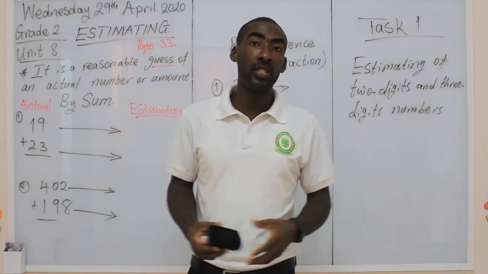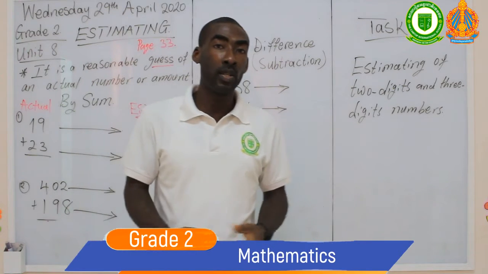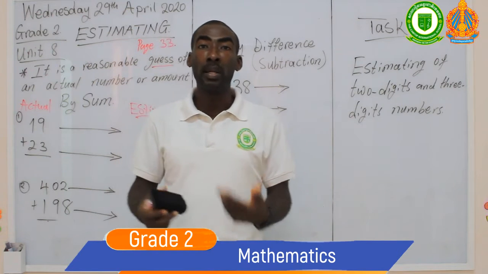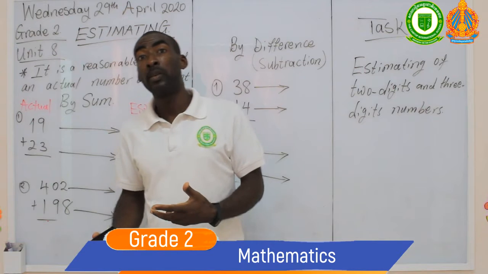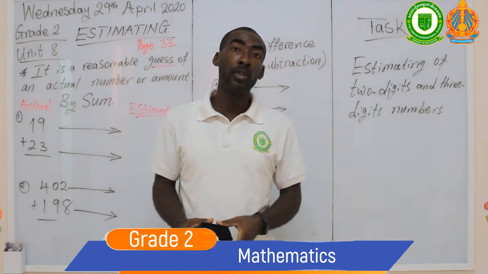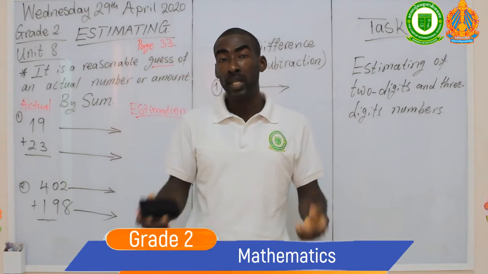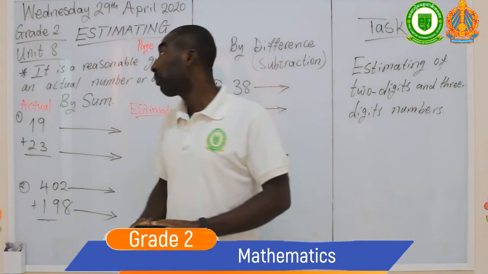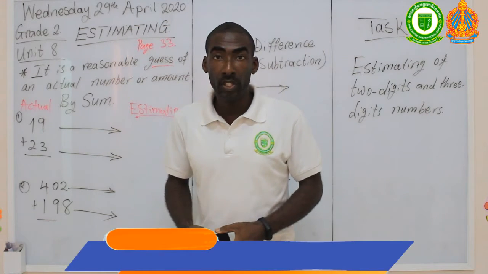What is estimation? Estimation means that you want to make a reasonable guess of an actual figure or number or an amount. Okay, so whenever you have a figure, you need to make an estimation. It means that your estimation is a reasonable guess close to the actual number or the actual amount. We're going to look at some examples of estimation.